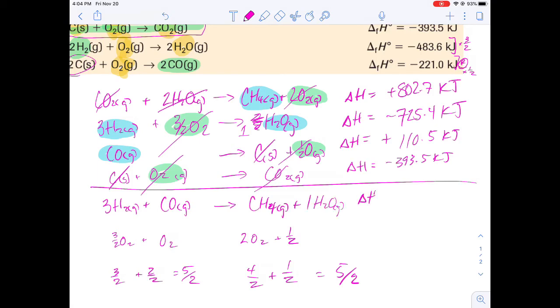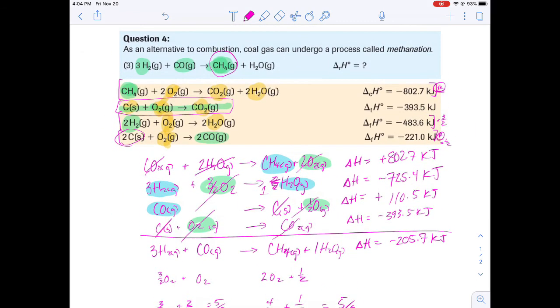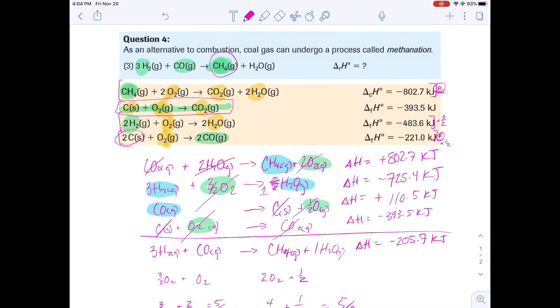And the enthalpy is the sum of these values. So I've got 802.7, positive 802.7, plus negative 725.4, plus 110.5, plus negative 393.5, and I come out with negative 205.7 kilojoules. Now to finish this, I want to make sure that it's not asking for molar enthalpy for something, but this is the net reaction for this.